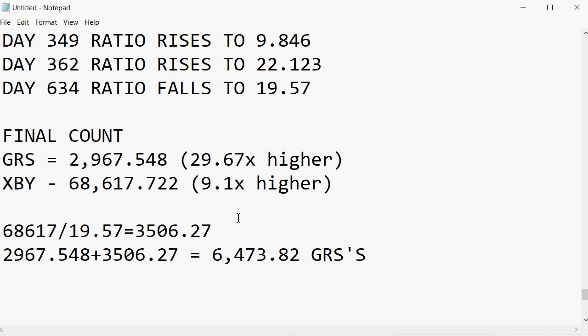My net value is 6,473.82 of them. Well, like 15, 18, 20 times more than what I started with. Like 30 times on one coin to almost 10 on the other. The strategy totally works.